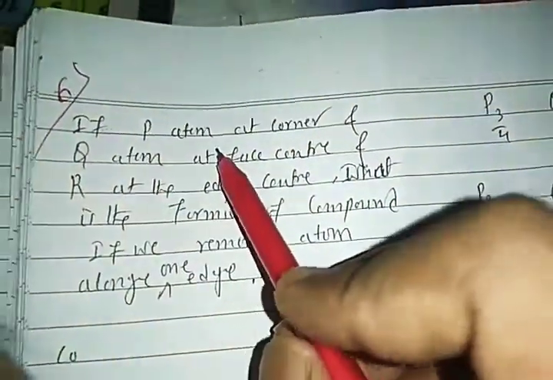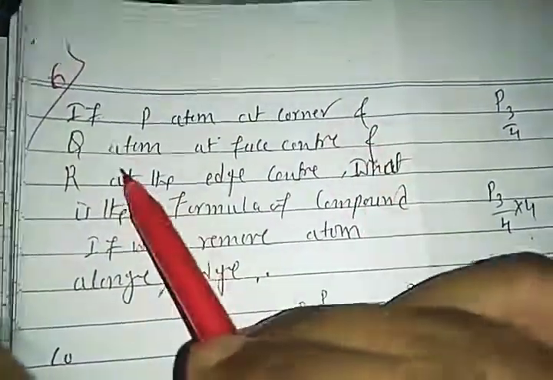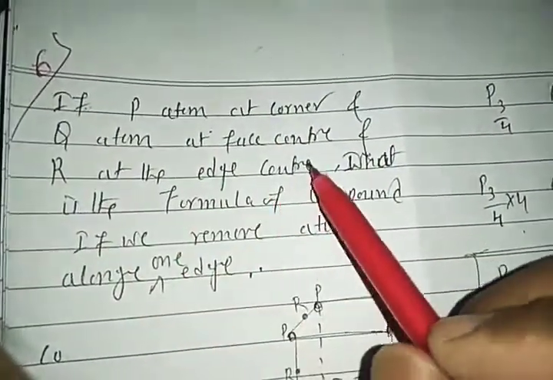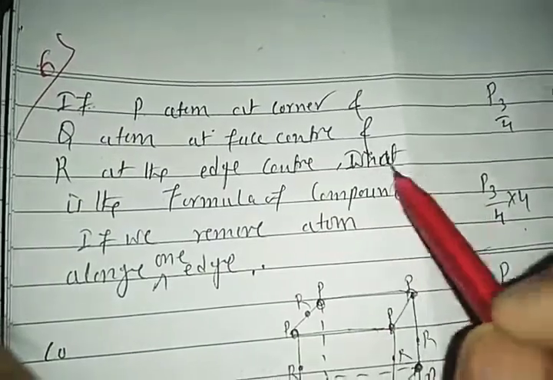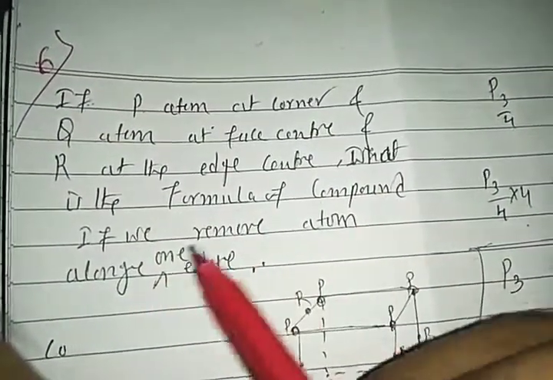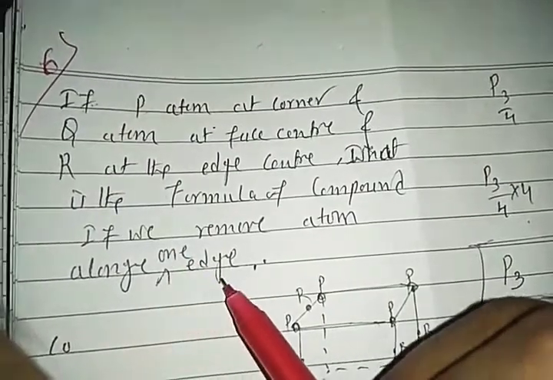If P atom is at the corner, Q atom at the face center and R atom at the edge center, what is the formula of the compound if we remove atoms along one edge?